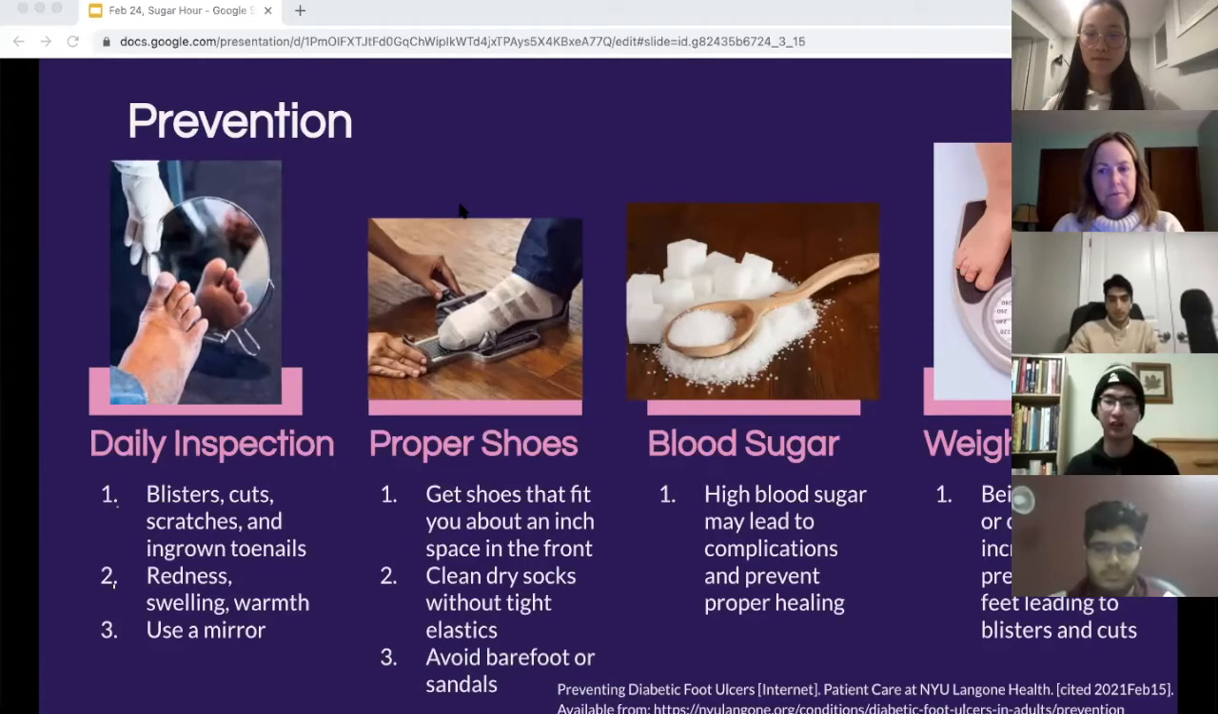When you're in the house, wear clean, dry socks and try to avoid tight elastics, and avoid walking barefoot, as I mentioned, so you don't sustain damage to your feet. Again, as Nirme mentioned, managing blood sugar is very important. Same with weight loss. These can help by reducing that diabetic neuropathy and also helping to alleviate some of that pressure on your feet.